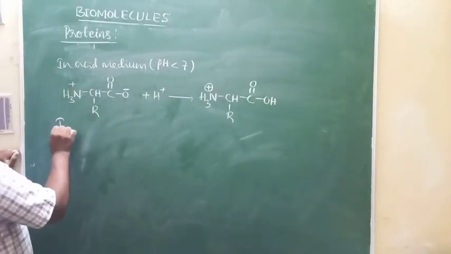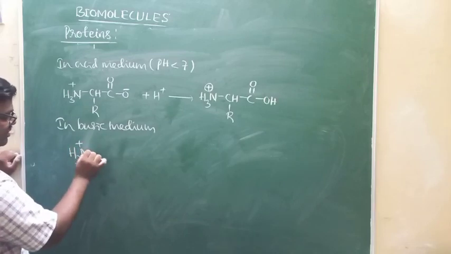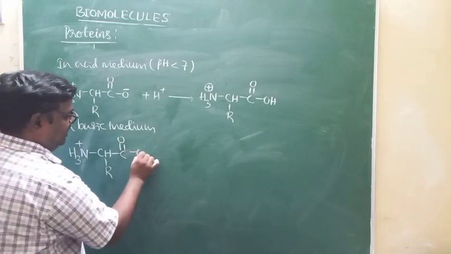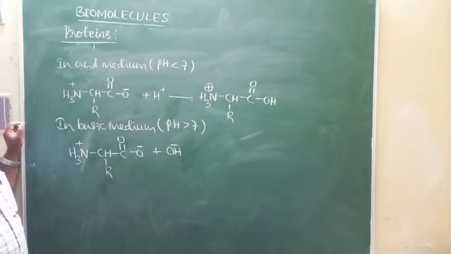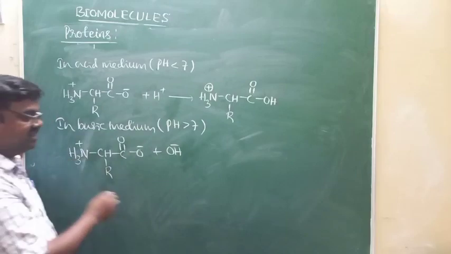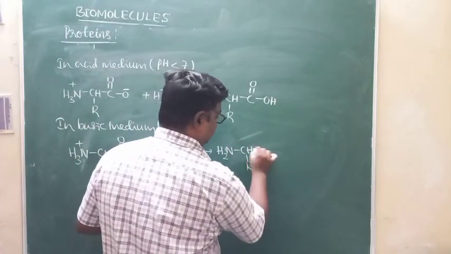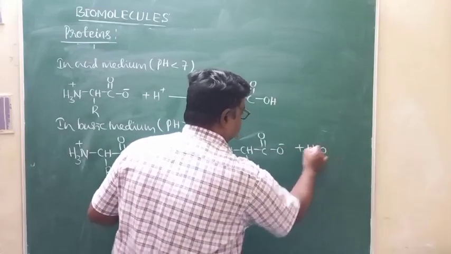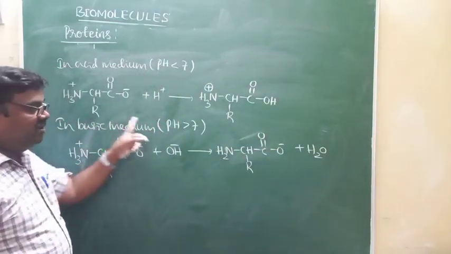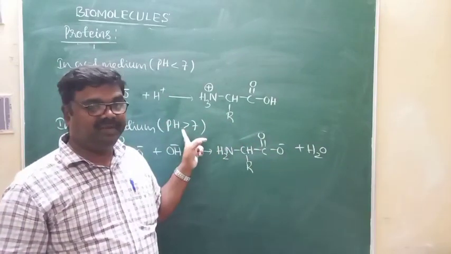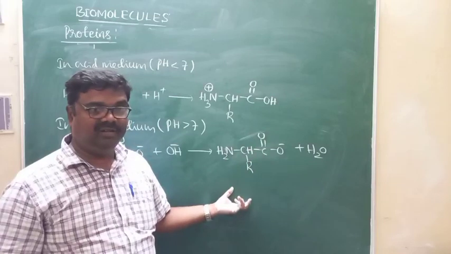At the same time, in basic medium, look at the zwitterion there, NH3+. This is how it behaves with OH minus in basic medium where pH is greater than 7. When pH is greater than 7, OH minus ions from the basic medium interact with NH3+. Thereby NH3+ loses H+ and gets converted to NH2 CHR COO minus plus water. In basic medium, alpha amino acids will be in the form of negatively charged species. Therefore, in basic medium, alpha amino acid molecules move towards the positively charged electrode, that is the anode, under the influence of an electric field.